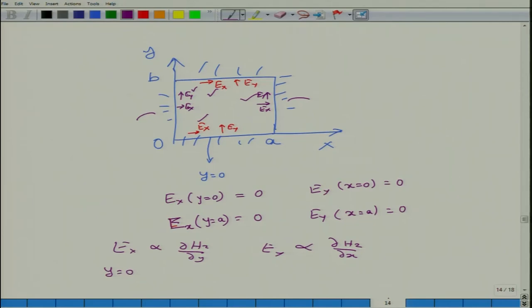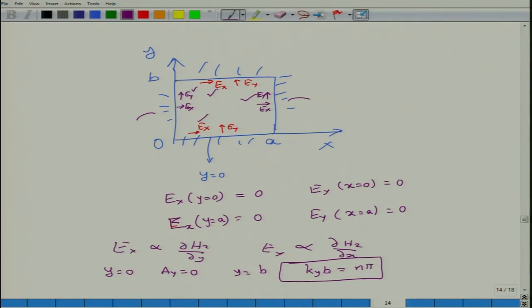Now here I am going to leave this as an exercise for you. So when you apply the boundary condition at y equal to 0, you will see a very interesting thing. When you apply y equal to 0, you will see that Ay is 0, okay, but when you apply the boundary condition at y equal to b, this means that ky into b must be equal to some integer multiple of pi, because there will be some sine component, right.